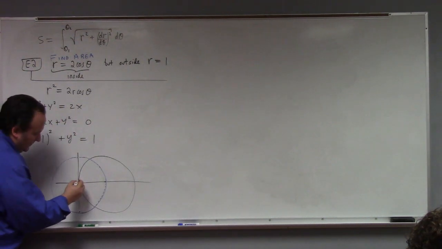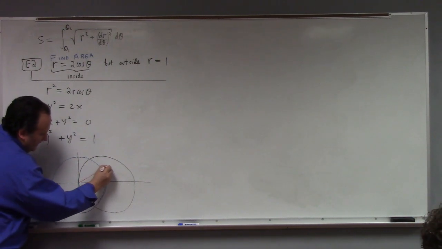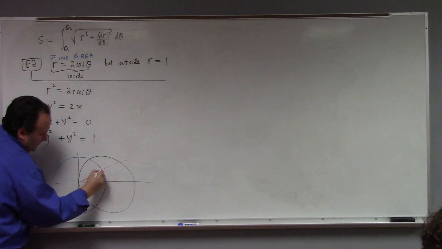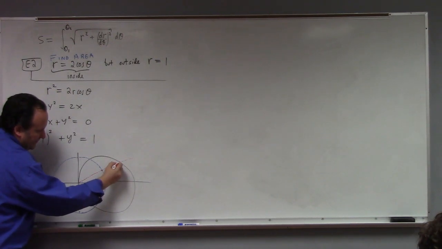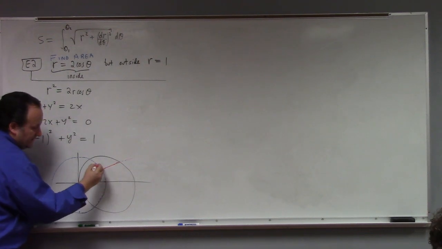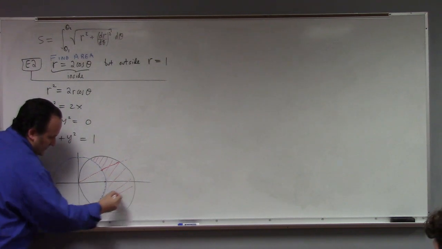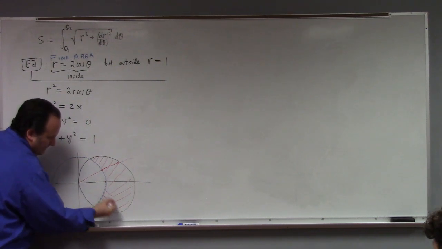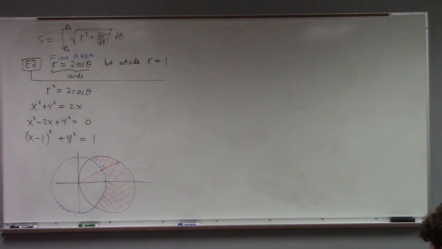All right, so if I go out from the origin here, like that, we're talking about outside of the blue circle, but inside the black circle. So here are some typical points in here. If I was to shade the region that we're trying to find the area in, it would look like this. We're trying to find that area.